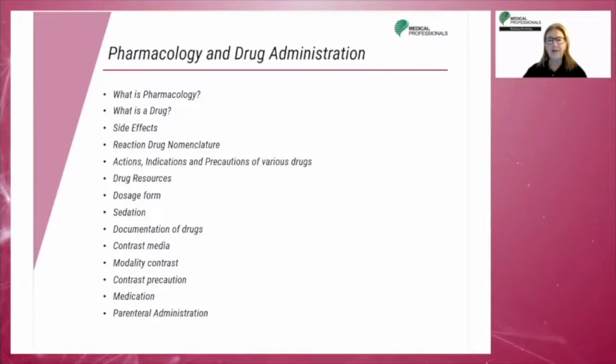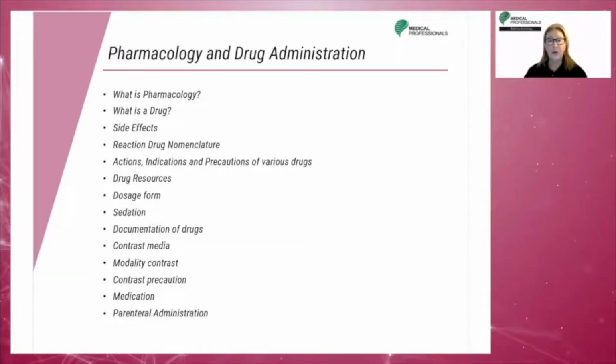We can divide this module primarily into two main parts. Part 1 of this module will cover the following topics. What is pharmacology? What is a drug? The side effects, reaction, drug nomenclature, dosage form, actions, indications, and precautions of various drugs, drug resources, sedation, and documentation of drugs.